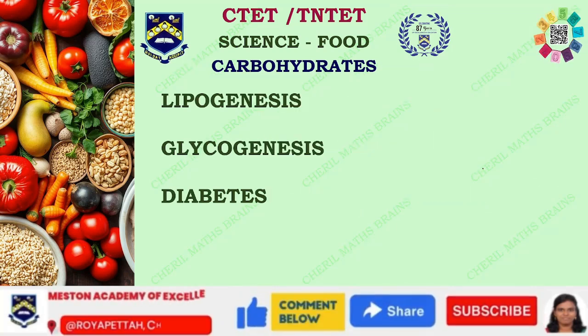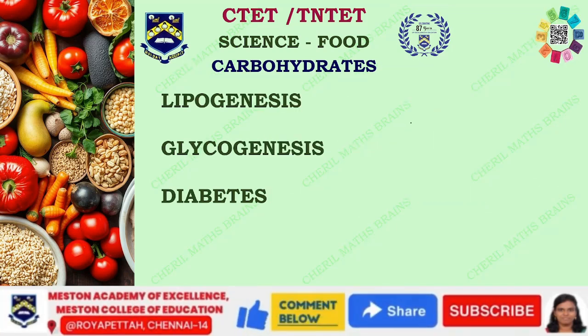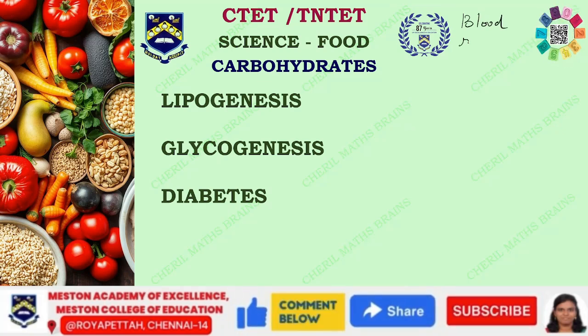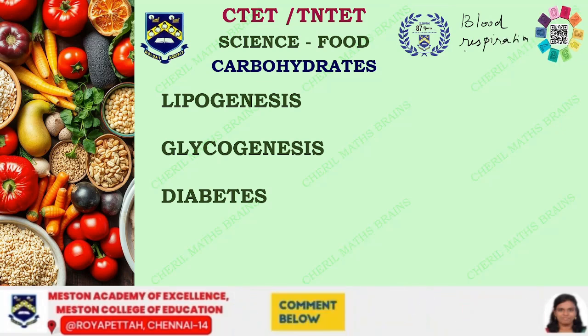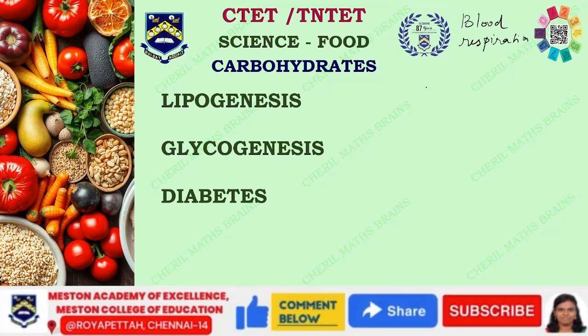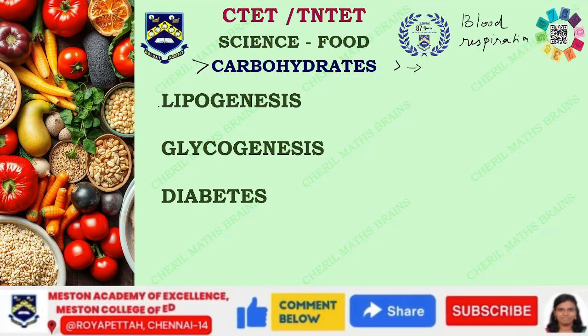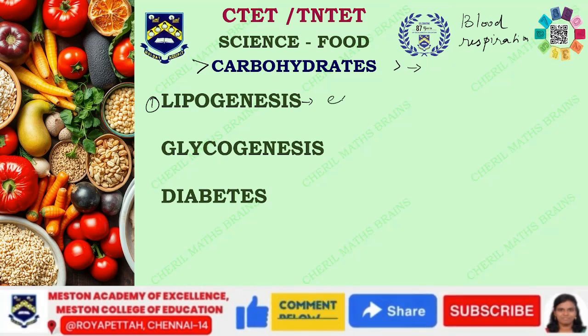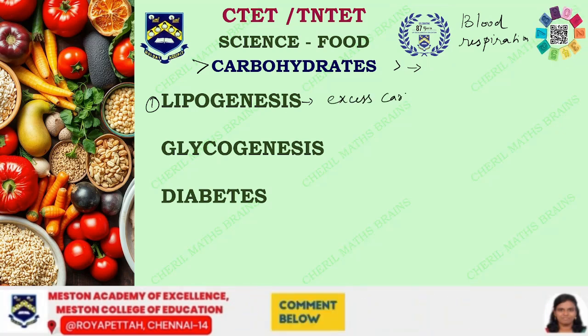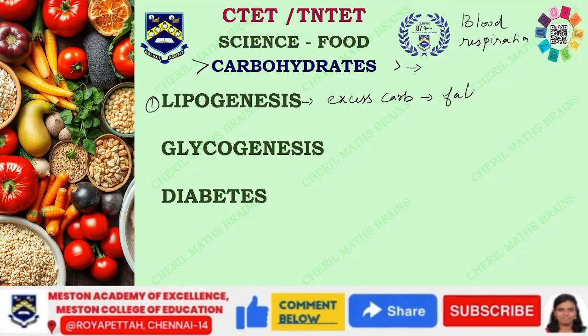So what happens to the carbohydrates? What happens to the glucose and all? Glucose will enter into the bloodstream and then it provides energy through respiration. When you have more carbohydrates, it will lead to weight gain, because too much carbohydrate is going to deal with storage of fats. That is lipogenesis. Lipogenesis is excess carbohydrates being stored in the form of fats.